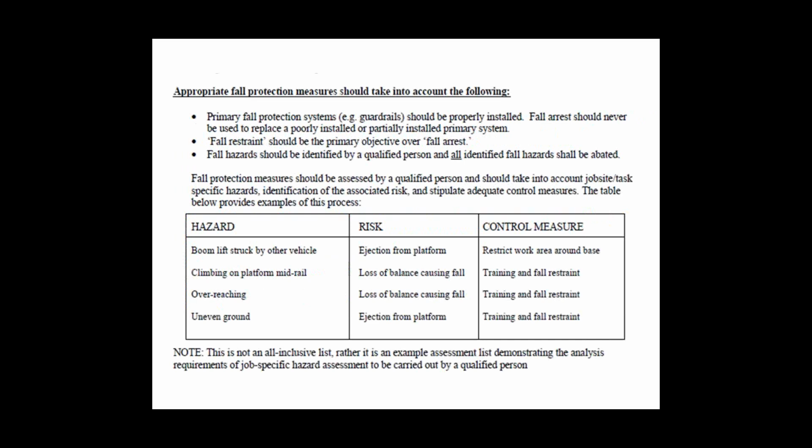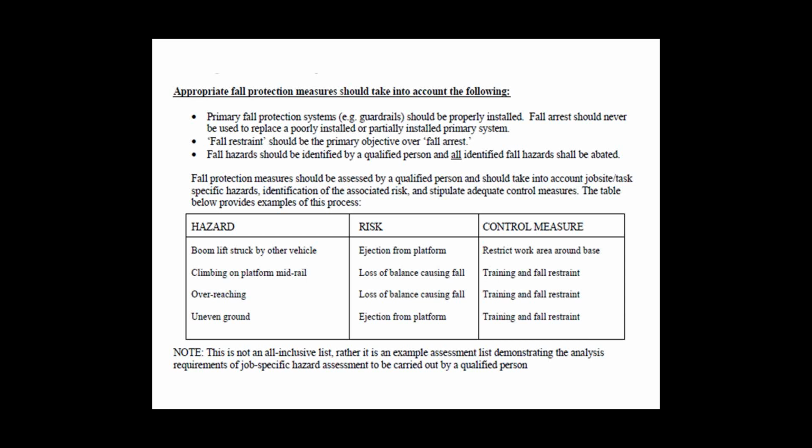Next, the fall protection measures should take into account the following. Again, the primary fall protection is the guardrails, and they need to be properly inspected, which we did in our workplace inspection. Fall arrest, again, should be used as a last resort, and the objective should be to achieve fall restraint. Again, the fall hazard should be identified by a qualified person, and the hazard should be properly abated.